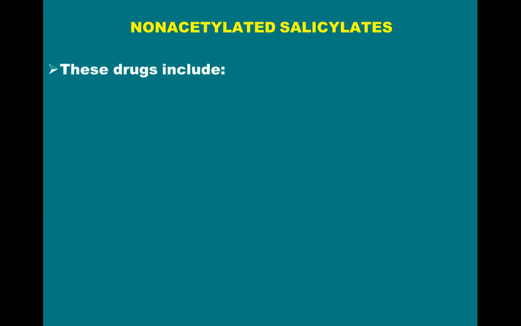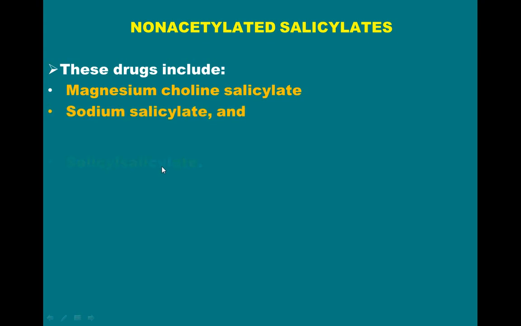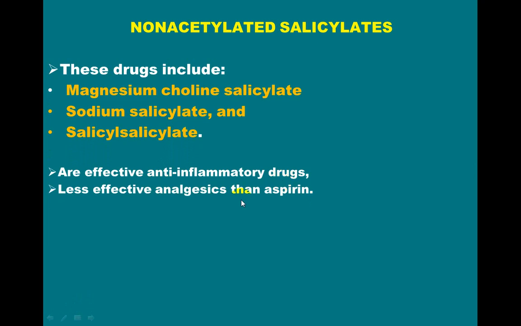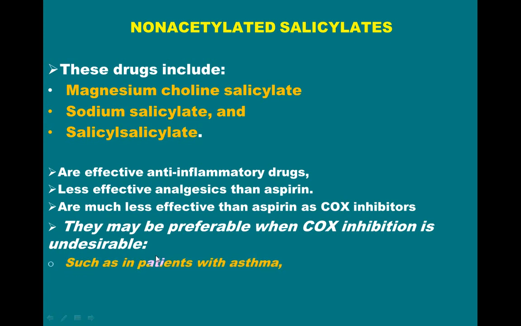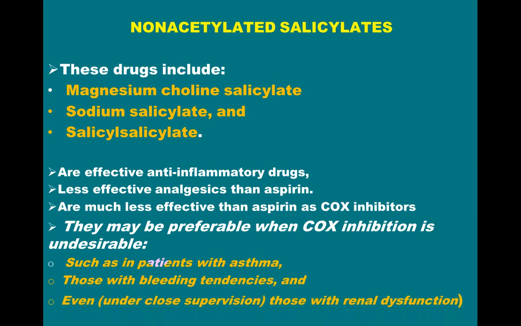Other types of the aspirin group are called non-acetylated salicylates. These drugs include magnesium choline salicylate, sodium salicylate, and salsalate. They are effective anti-inflammatory drugs, less effective analgesics than aspirin, and much less effective than aspirin in COX inhibition. They may be preferable when COX inhibition is undesirable, such as in patients with asthma, those with bleeding tendencies, and, even under close supervision, those with renal dysfunction.